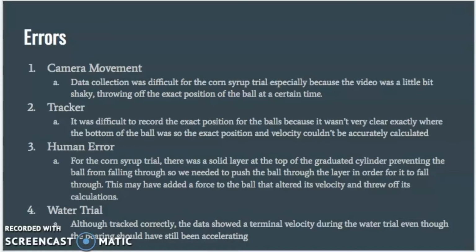And finally, specifically for the water trial, although tracked correctly, the data showed a terminal velocity during the water trial, even though the bearing should have still been accelerating.